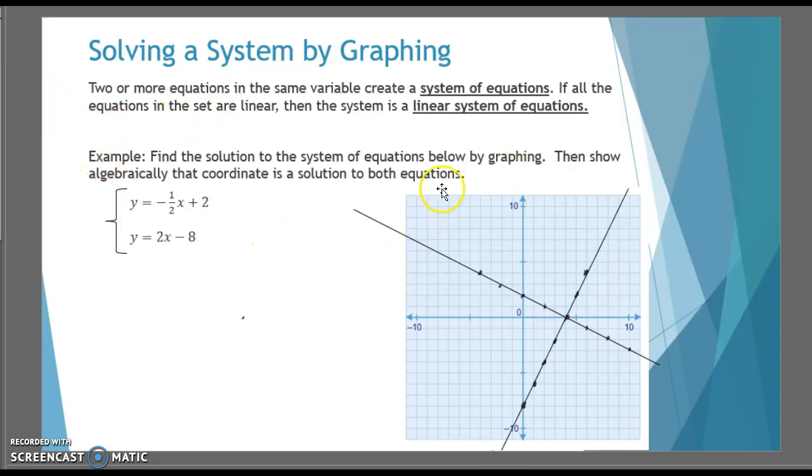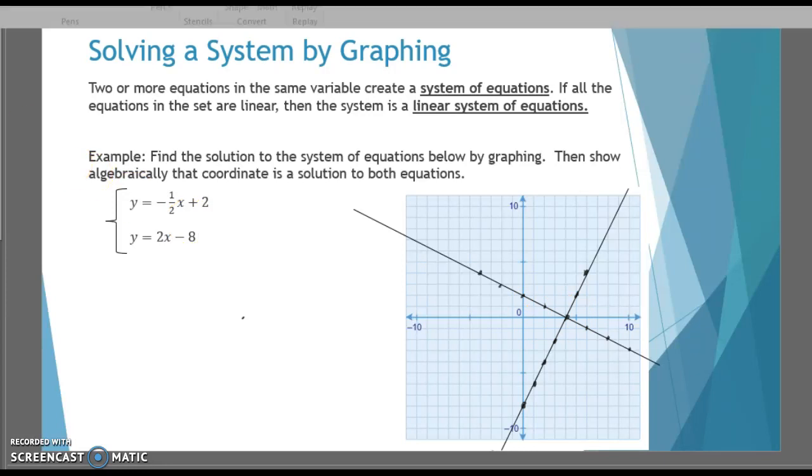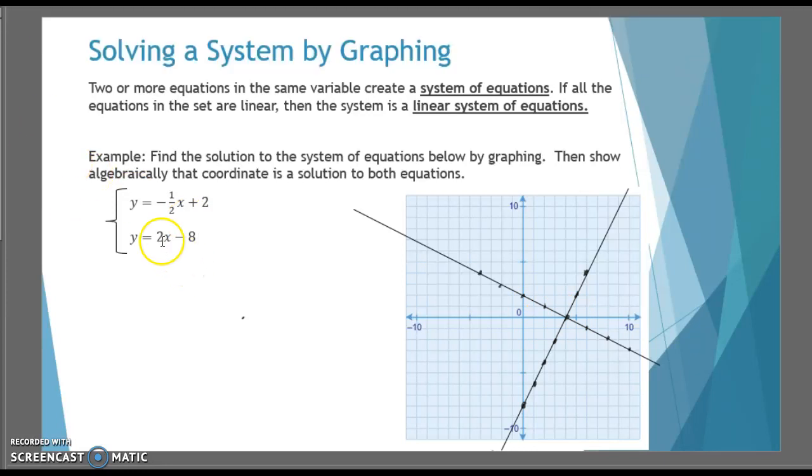So we graphed both of those lines. Now we need to find the intersection point. Looks like the intersection point is right there at 1, 2, 3, 4, 0. So our intersection point is 4, 0. So check algebraically that the coordinate is a solution to both equations.